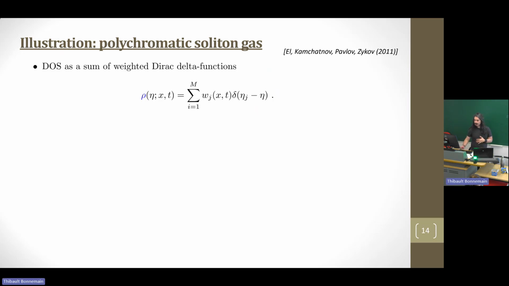Here we look at the particular case of soliton gas where the density of states can be reduced to a weighted sum of Dirac delta functions. This is an idealization, because in KdV you cannot have two solitons with the same spectral parameters. So in practice you need to replace the delta by some narrow distribution around eta_j. But this makes sense in the context of the thermodynamic nonlinear dispersion relations or the hydrodynamic equations.